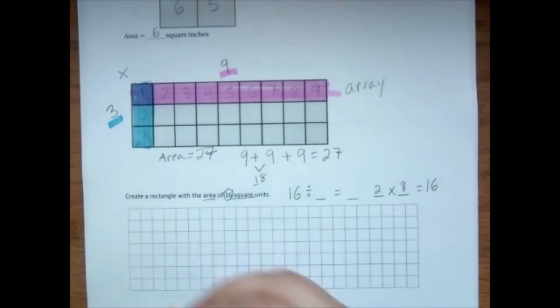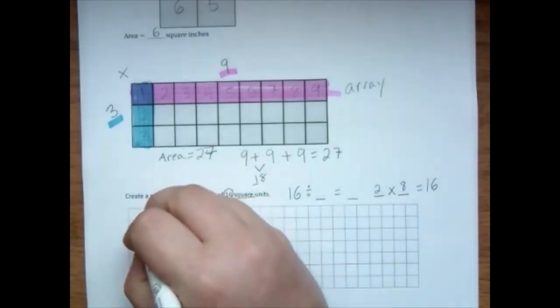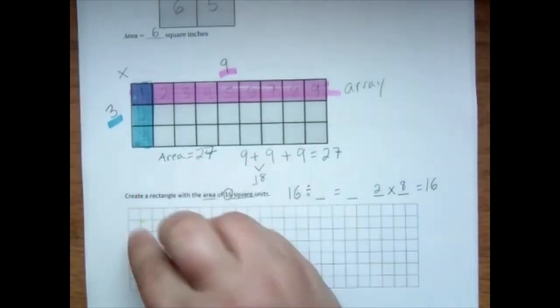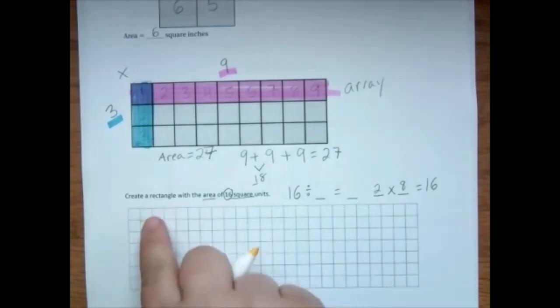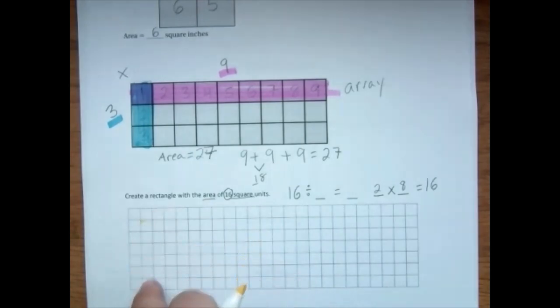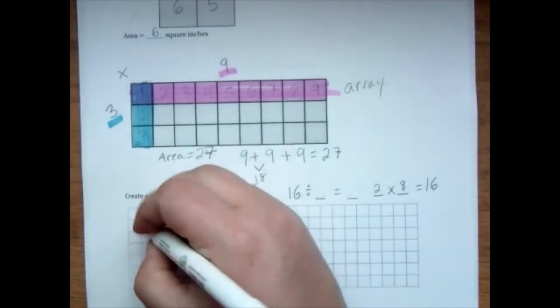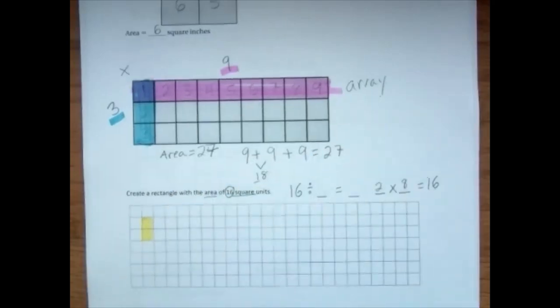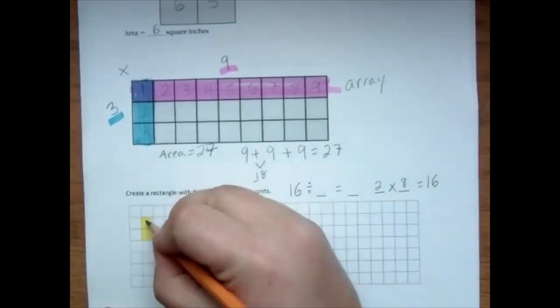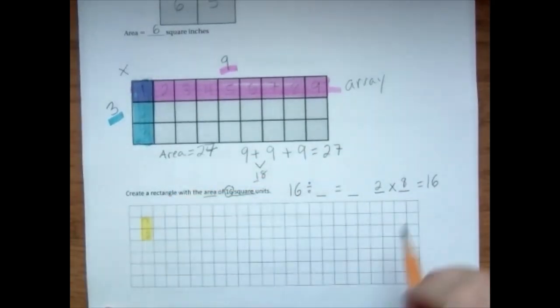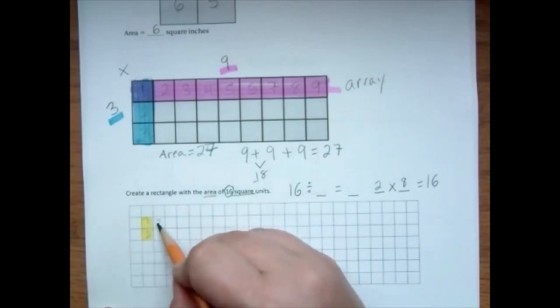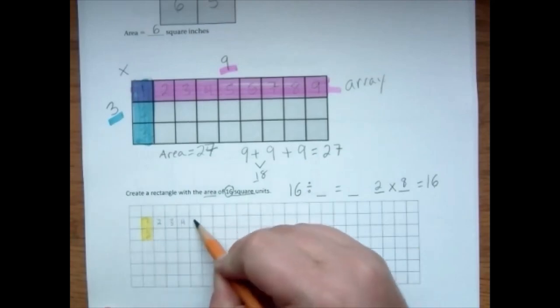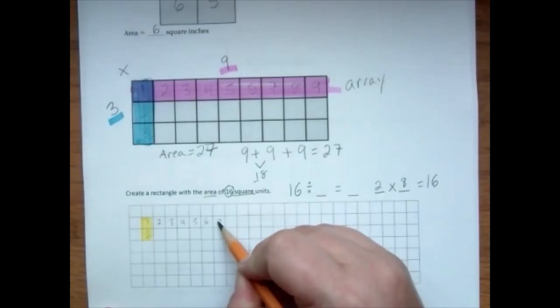So on my grid paper, or my graph paper, I can make a rectangle that is 2 columns or 2 rows. See if I have enough to go all the way down. 1, 2, 3, 4, 5, 6, 7. So I don't have enough to go down, so I'm going to have to go 2 rows. 1, 2 by 8 columns. 1, 2, 3, 4, 5, 6, 7, 8.